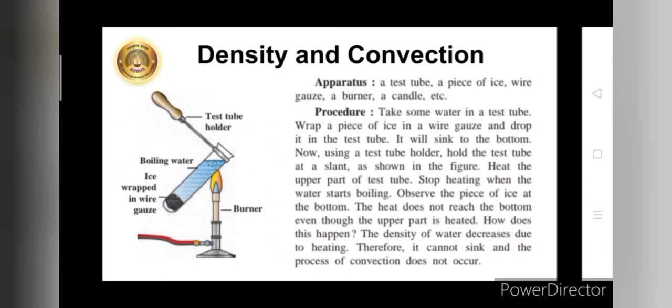Observe the piece of ice at the bottom. The heat doesn't reach the bottom even though the upper part is heated. How does this happen? The density of water decreases due to heating, therefore it cannot sink and the process of convection doesn't occur.